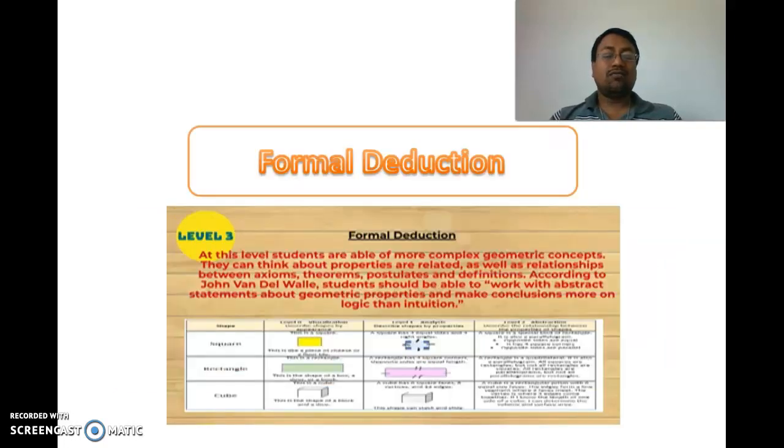Then the fourth level, named level 3, is formal deduction. At this level, students are able to handle more complex geometrical concepts. They can think about how properties are related, as well as the relationship between axioms, theorems, postulates, and definitions. According to John Wendell Wallis, students should be able to work with abstract statements about geometric properties and make conclusions based more on logic than intuition.